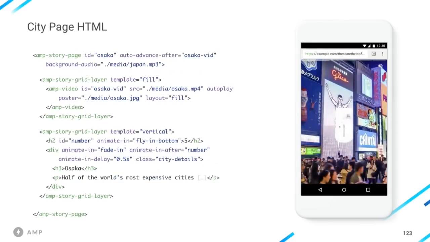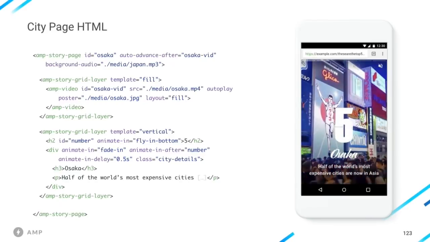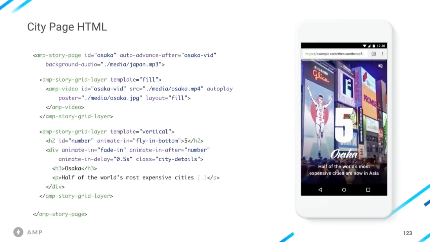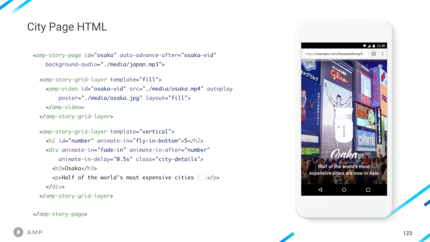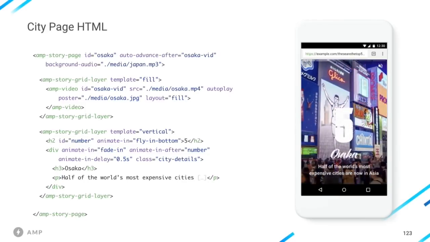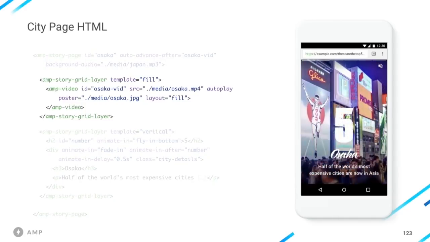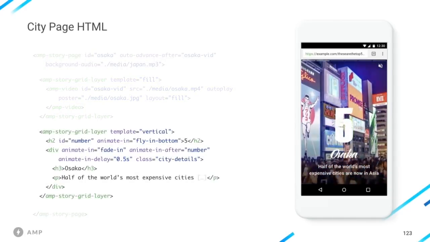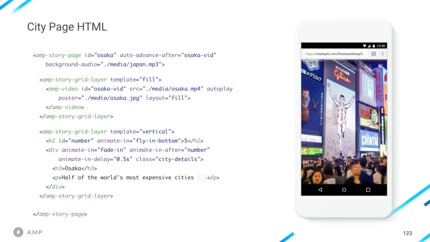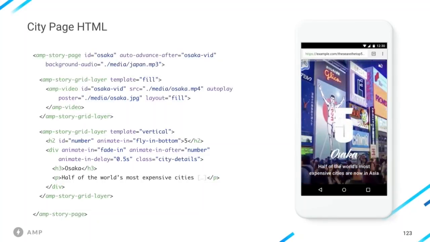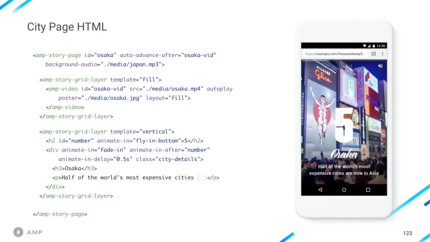For each of the cities in this story, because remember, this is the 5 most expensive cities in the world, we have a page for each city, and those pages are constructed the same way. First, a layer for a video, and then on top of that, a layer with some text. But additionally, this page leverages some built-in features of stories that we find pretty exciting.